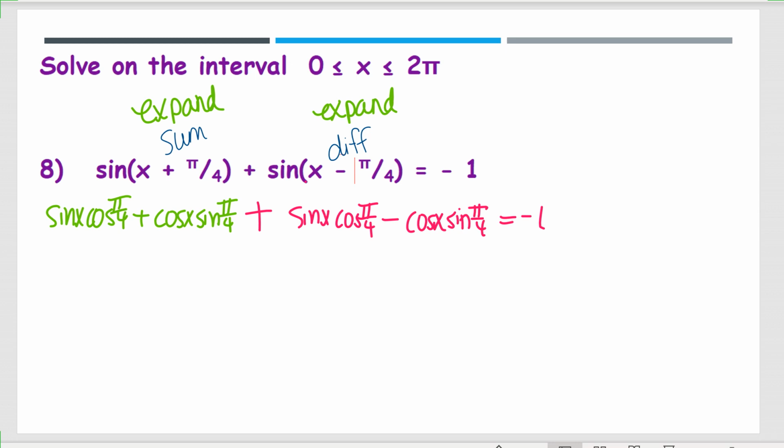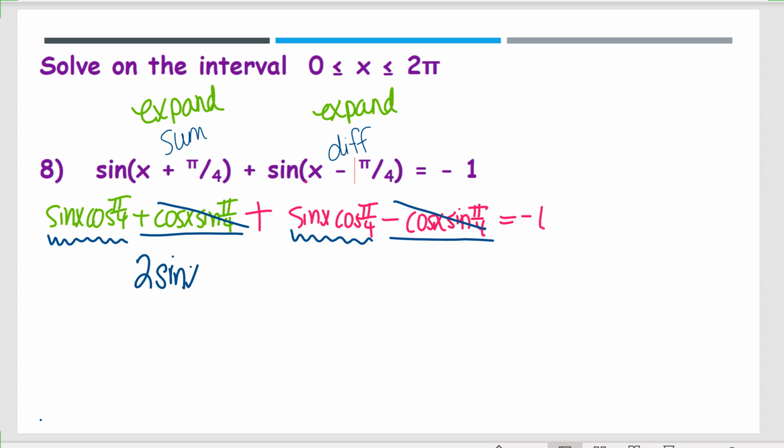Okay, now, yes, again, like we've been doing, we keep making a big mess, but we're going to combine like terms and simplify. Positive cosine of x sine of pi over 4, negative cosine of x sine of pi over 4. Those terms eliminate themselves. When I add one sine of x cosine of pi over 4 to another sine of x cosine of pi over 4, I get 2 of those terms. 2 sine of x cosine of pi over 4 equals -1.